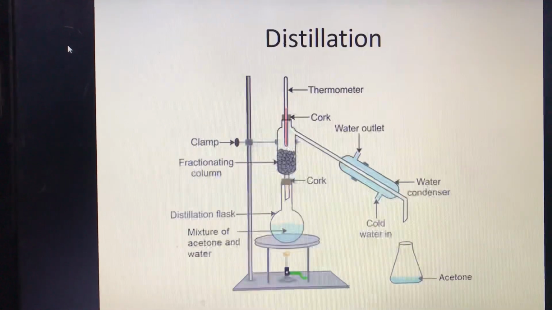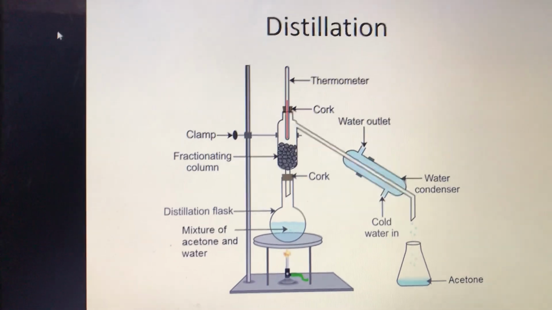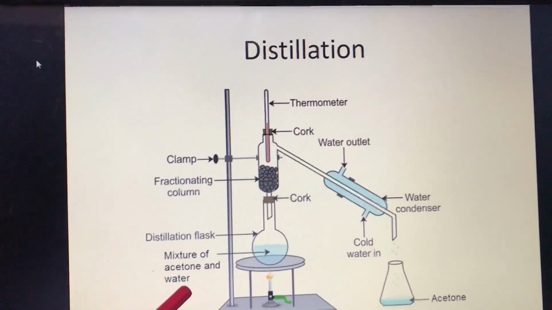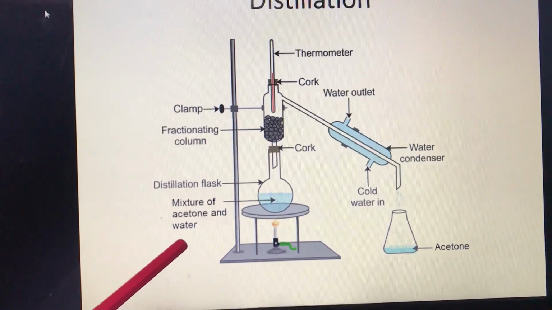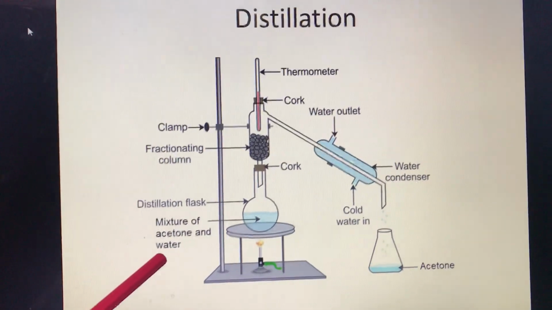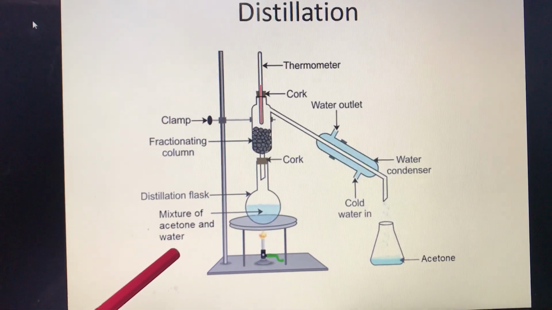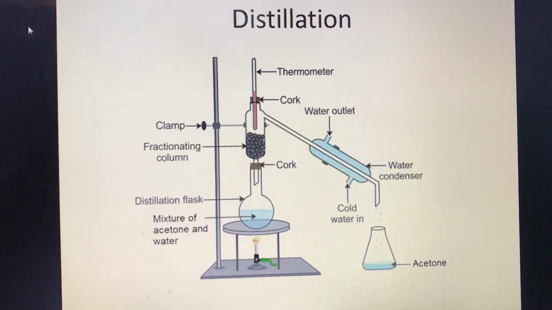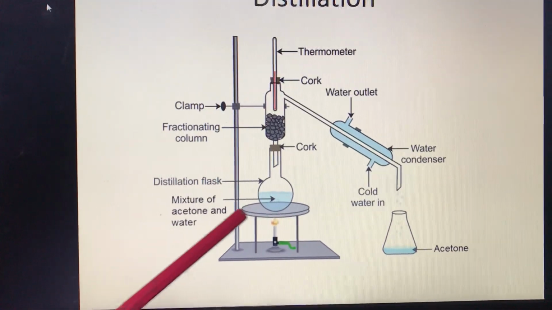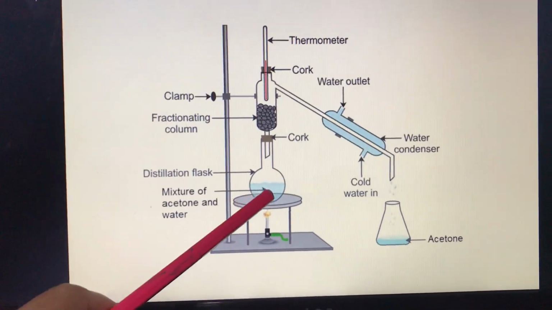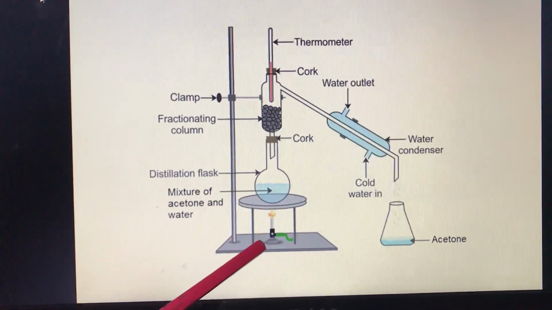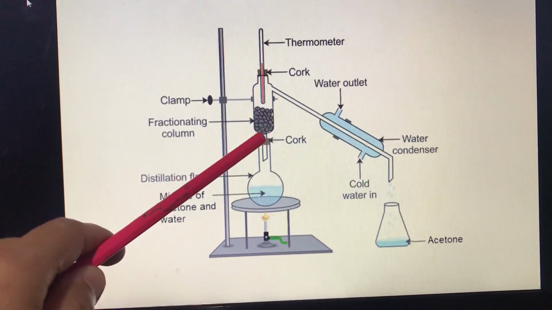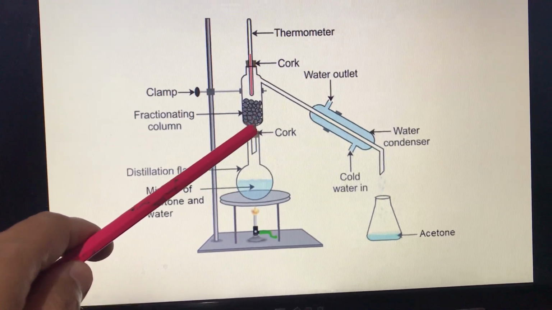Okay, so this is the setup, and here we are separating a mixture of acetone and water. This acetone, you might be familiar with this. It is a liquid which is used as a nail polish remover. Girls might have used it. Then its mixture is taken in this flask. Then here we get a fractionating column.